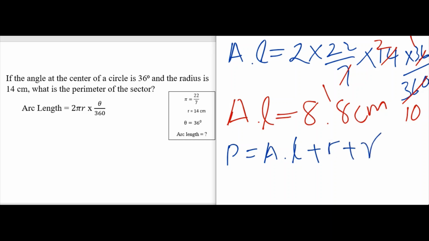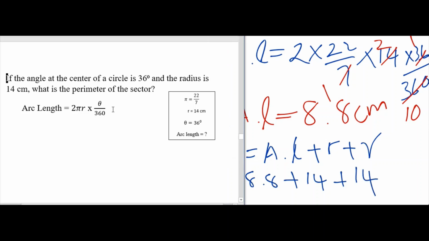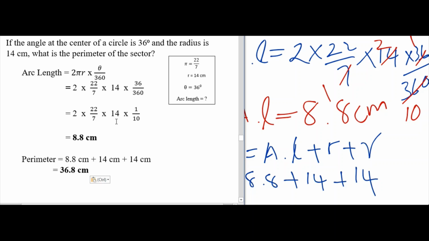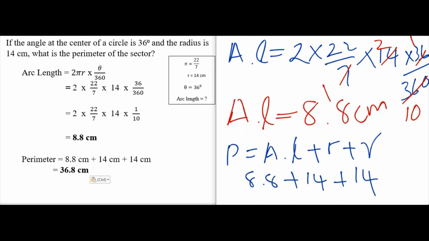For the perimeter, you should add arc length plus radius plus radius. So arc length we know is 8.8 plus 14 and another 14. Yes, so we know that the answer is going to be 8.8 plus 14 plus 14, that is 36.8 centimeters.